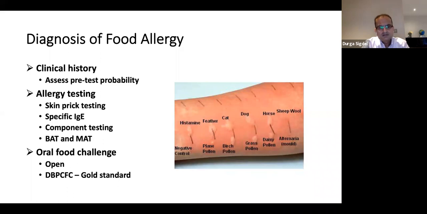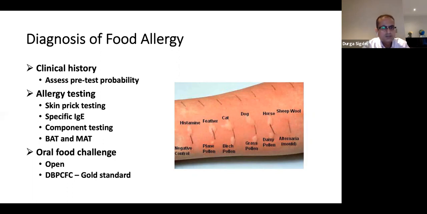There are other tests too. For example, component testing is coming into more frequent use now. We do it in secondary and tertiary care. In component testing, you can test individual protein components of the food. Lots of times you may have a positive skin prick test or specific IgE due to sensitization, but that may not show a true positive result. In that case, you can request component testing and test a specific protein component of the food.